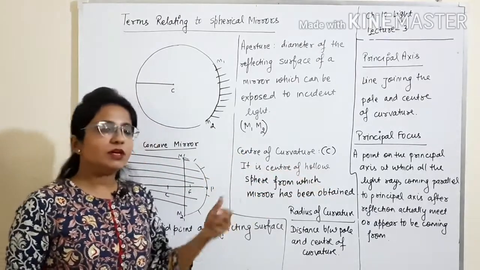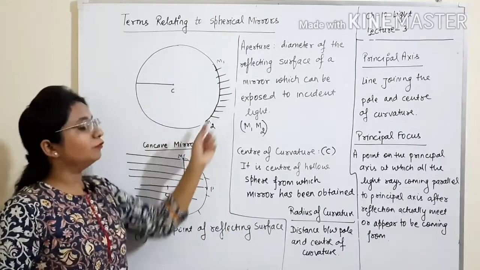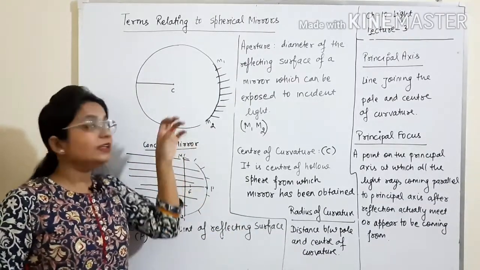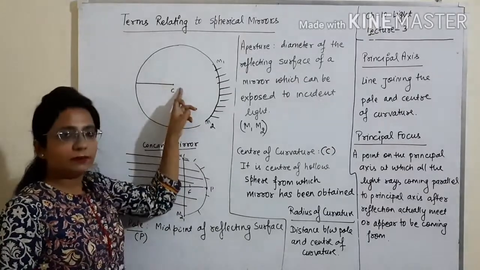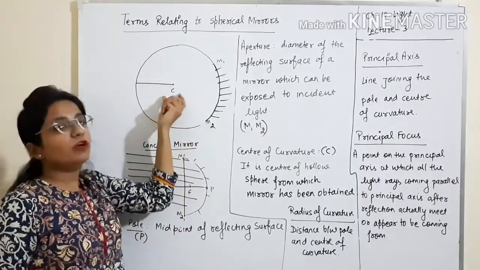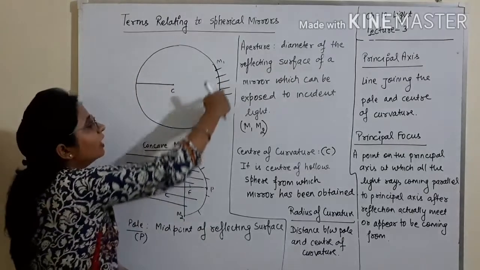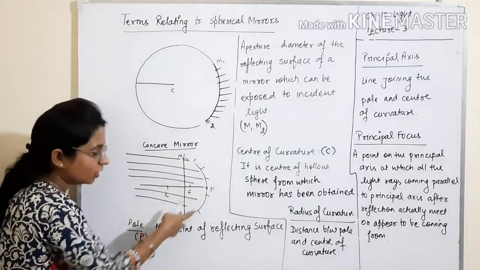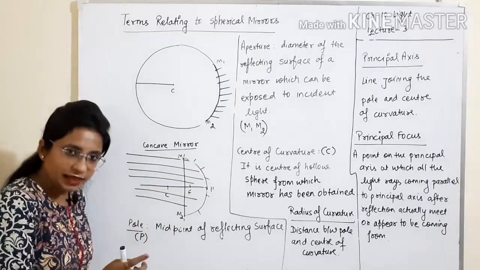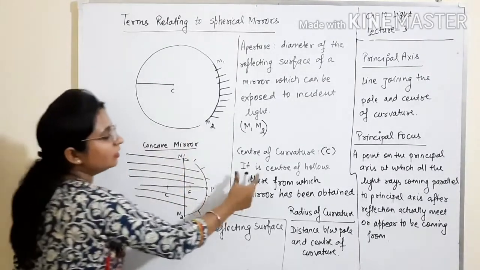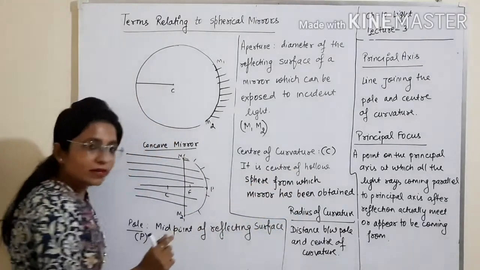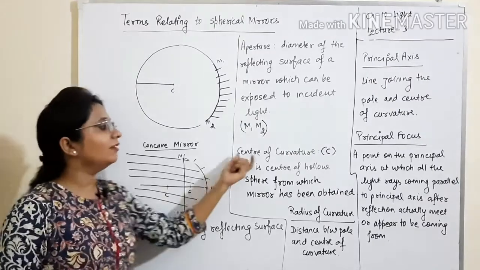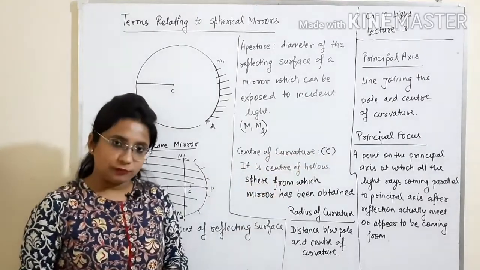What is center of curvature? You know that this is a spherical mirror. It has been obtained from a sphere. Now this sphere must have a center. Actually the center of curvature is the center of that hollow glass sphere from which we have obtained this small portion. So it is the center of the hollow glass sphere from which the mirror has been obtained. That is called the center of curvature.